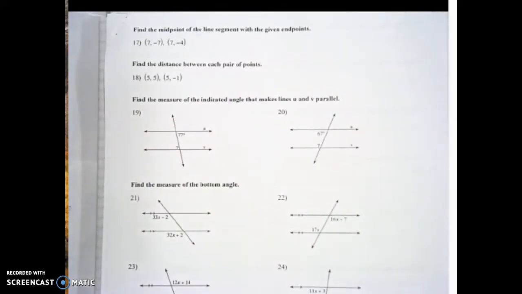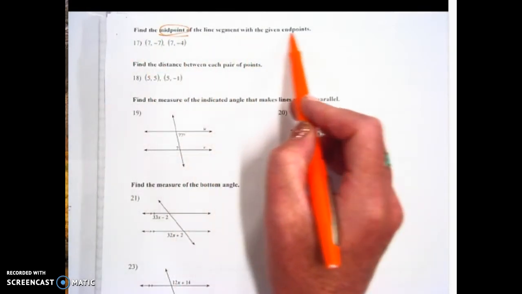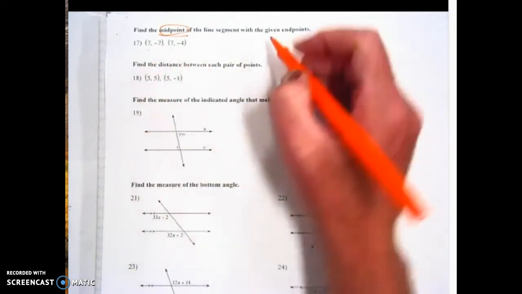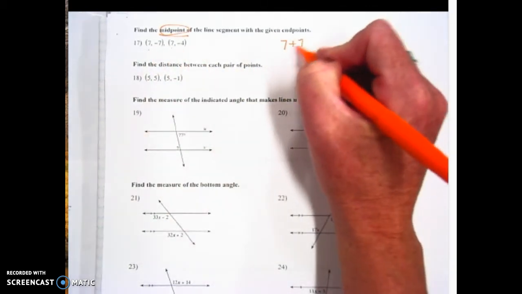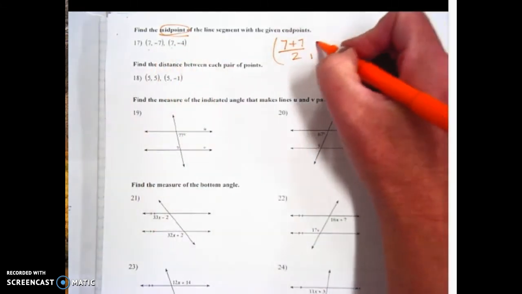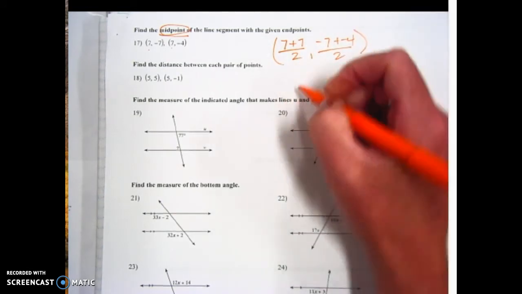This is page 3 of the review for the midterm, chapters 1 and 3 for geometry. Number 17 says find the midpoint of the line segment with the given endpoints. So you're going to want to plug in the two x's, add them together, 7 plus 7, and then divide by 2. And then you're going to want to plug in the two y values, the -7 plus the -4, and divide by 2. Then just simplify.